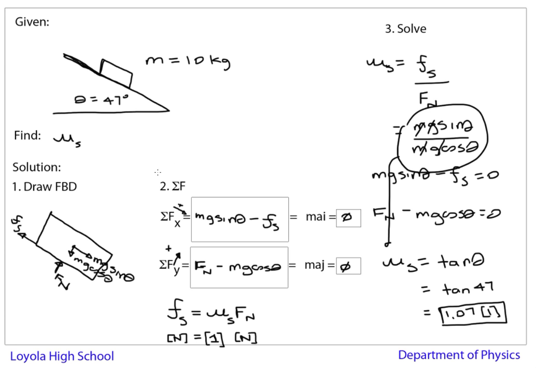So again, same methodology for solving a force problem. We draw an FBD, we sum the forces. If we have a friction type problem, we get an extra equation. This can be S for static, or if it's moving, K for kinetic, and then we solve.